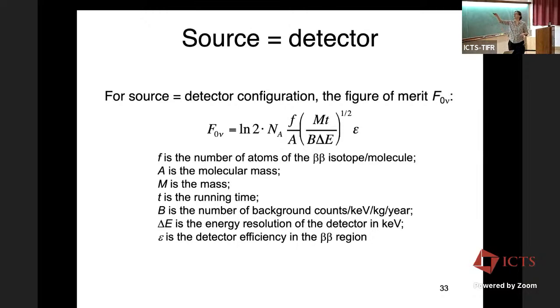And then it's also helpful to have a strong mass fraction, which is why most of these experiments are going to have isotopic enrichment of their source. That's what makes them expensive.